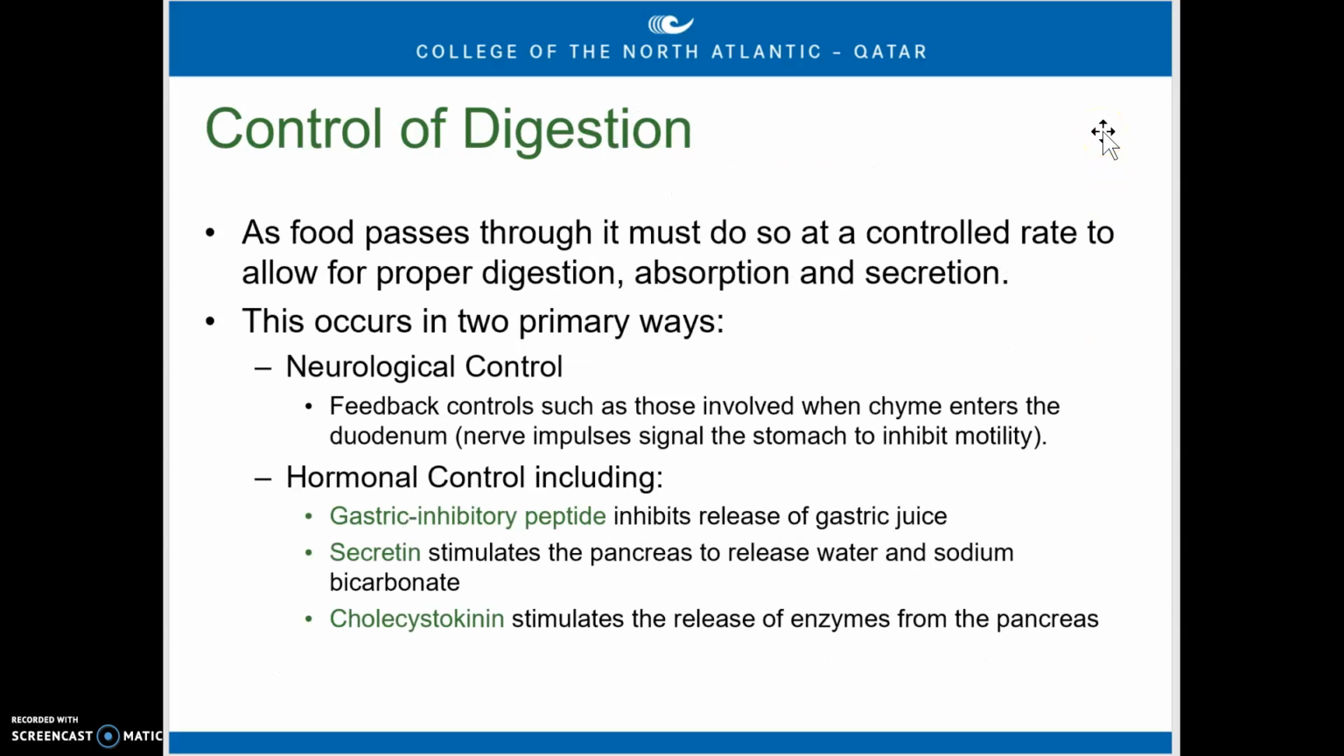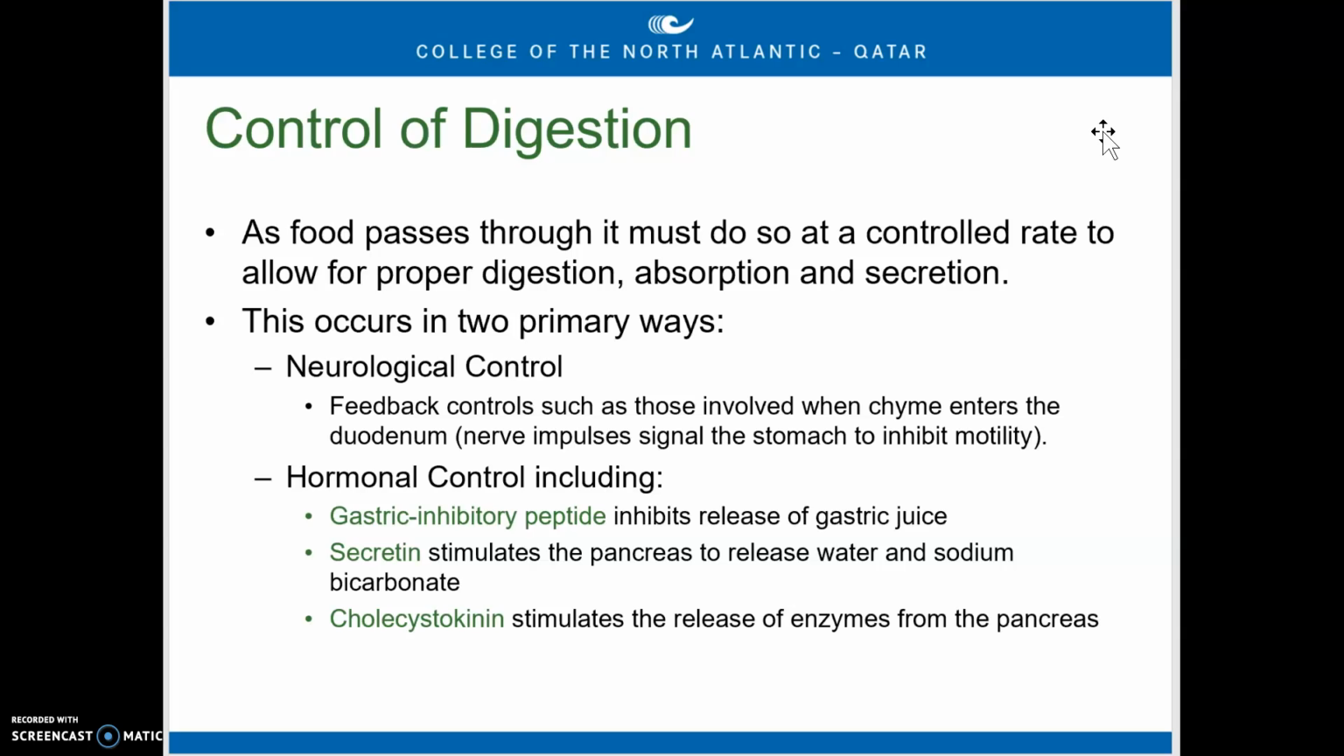Now, controlling digestion. Digestion needs to be properly timed. We need to have our food in our stomach for the right amount of time in order for us to break the food down as well as we can. It needs to pass through the small intestine and the large intestine at a regular rate so that we can absorb as much as possible.